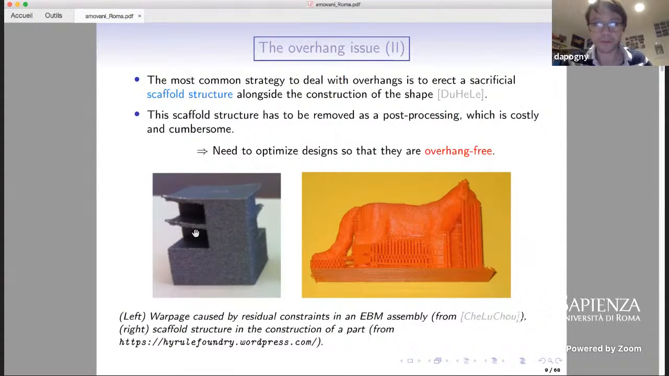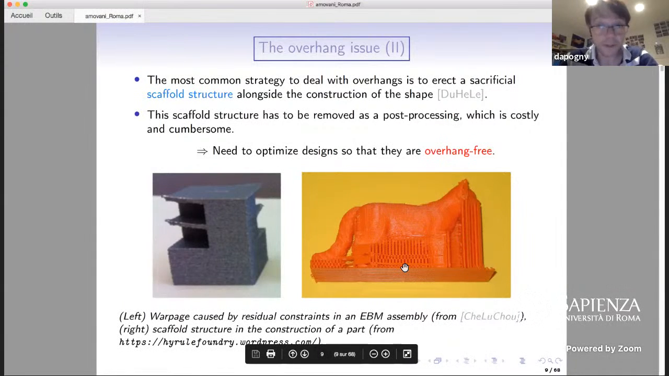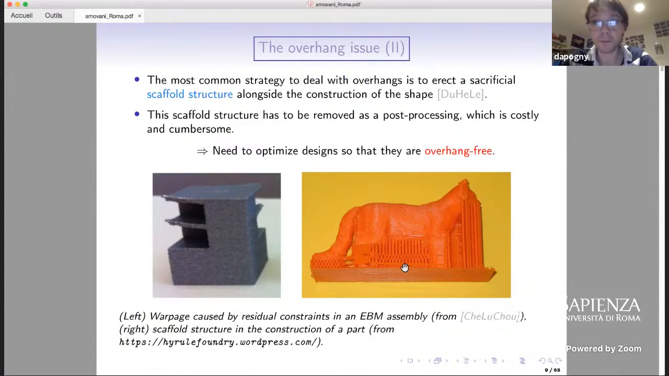metallic powder beneath. So the most common strategy to deal with this overhang issue is usually to construct a sacrificial scaffold structure at the same time as the shape, meaning that some pillars are constructed to anchor the overhanging regions to the base plates. So this is what is generally done, but this is a little bit cumbersome because this uses more material that should be removed at the end of the process.